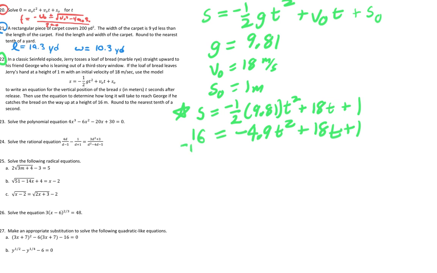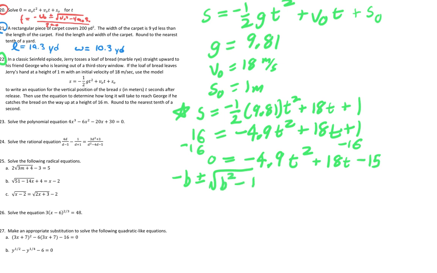So it kind of looks like a quadratic equation. I'm going to move this 16 over, minus 16. Now we're going to have 0 is equal to negative 4.9 t squared plus 18t, and then minus 15. So next thing we're going to want to do is use the quadratic formula: negative b plus or minus the square root of b squared minus 4ac, all over 2a, right?